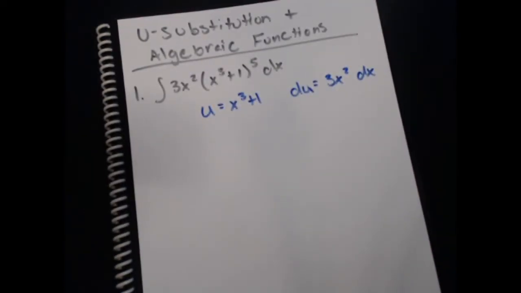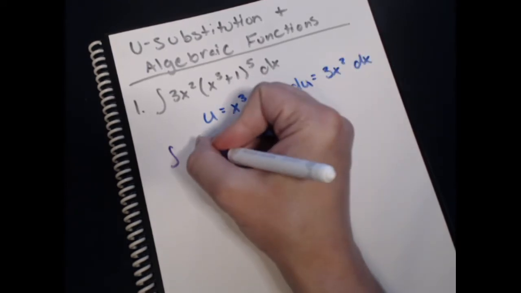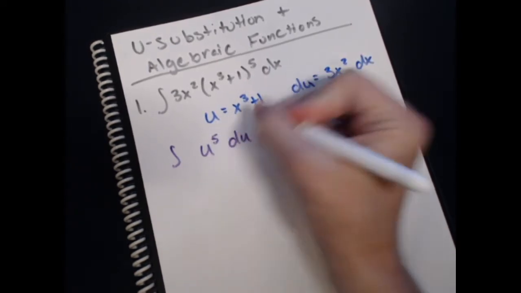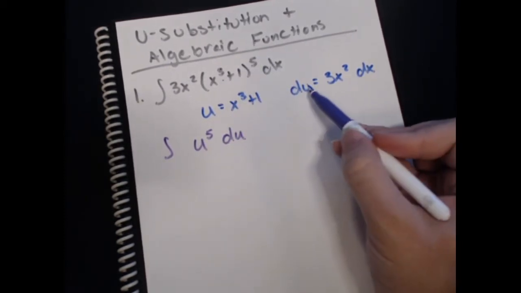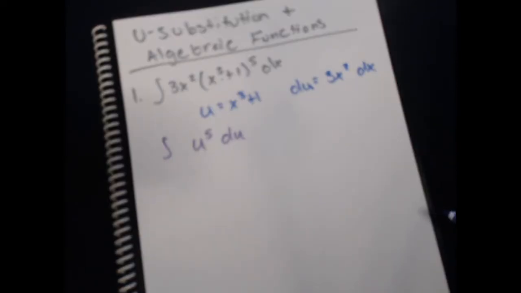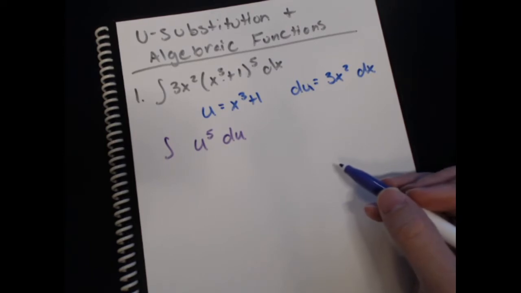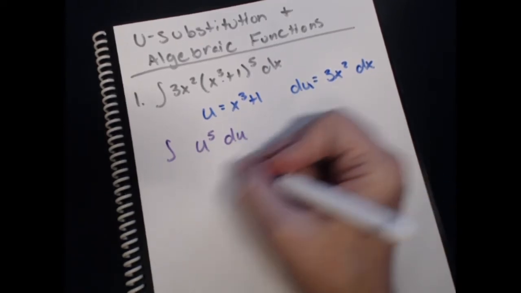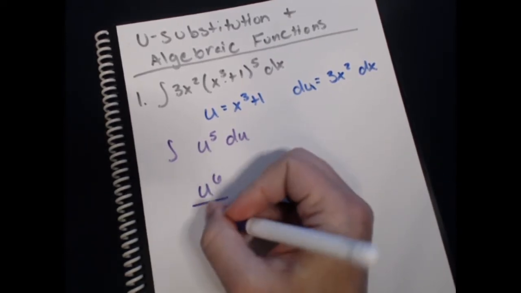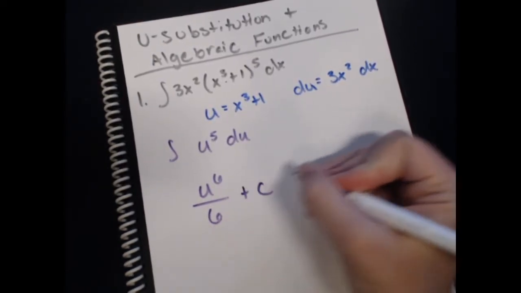That way I can rewrite the problem. And when I rewrite the problem, I now have the integral of u to the fifth du, because I'm taking my x cubed plus 1, making that u to the fifth, and then du is 3x squared dx. Once I get to this point, I just integrate, which means I'm going to add 1 and then put that same value down in the denominator. So we get u to the sixth over 6, and then plus c, because it's an indefinite integral.